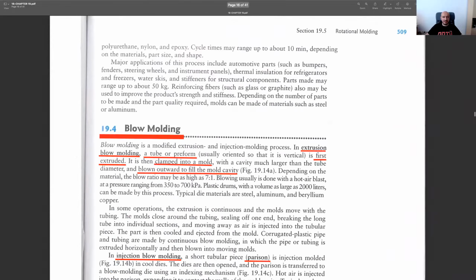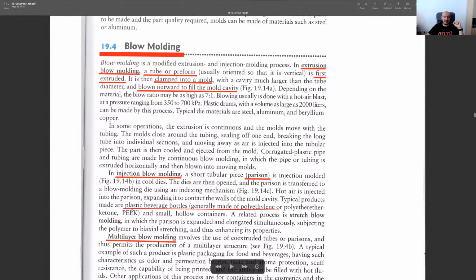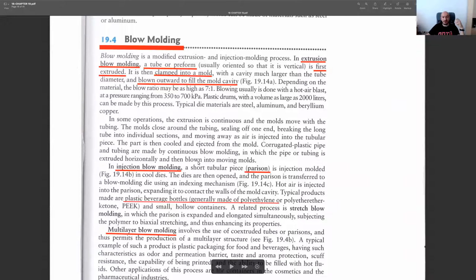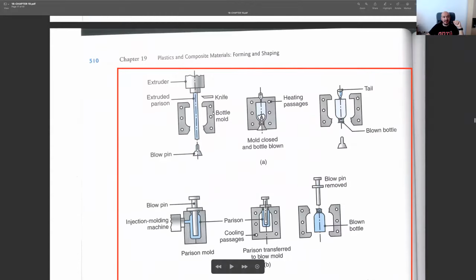And we have another operation called blow molding. For blow molding, we have 2 different types. The first type is extrusion blow molding, and the other one is injection blow molding. So what is the difference? I will show you now the sketch of it. This is extrusion blow molding. It starts with extrusion. You see, this is our extruder. It extrudes a kind of pipe, and then later we cut it into a smaller part and squeeze it with the help of these dies, and then later we blow it.